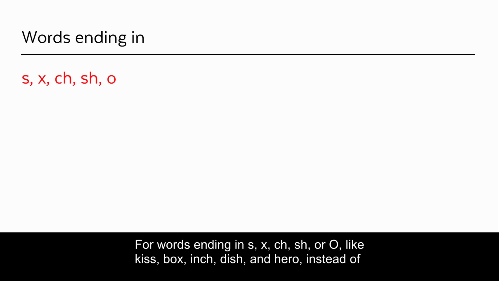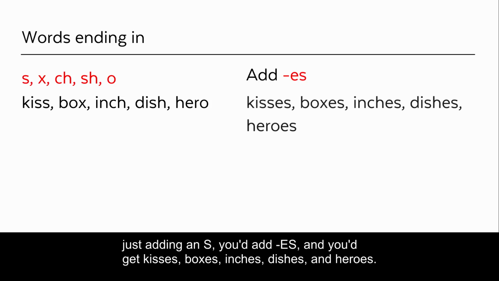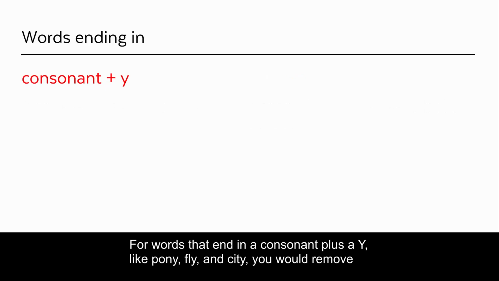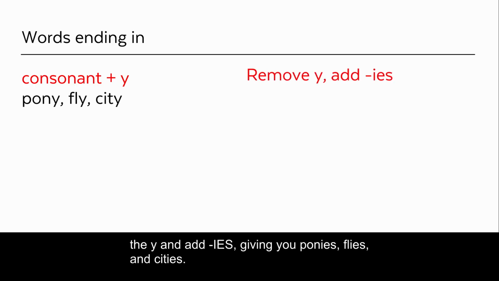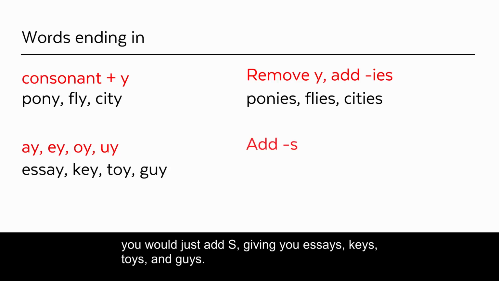Now for some words it works a little differently. For words ending in S, X, CH, SH, or O, like kiss, box, inch, dish, and hero, instead of adding just an S, you'd add ES, and you'd get kisses, boxes, inches, dishes, and heroes. For words that end in a consonant plus Y, like pony, fly, and city, you would remove the Y and add IES, giving you ponies, flies, and cities. But for words that end in a vowel plus Y, AY, EY, OY, or UY, like essay, key, toy, and guy, you would just add S, giving you essays, keys, toys, and guys.